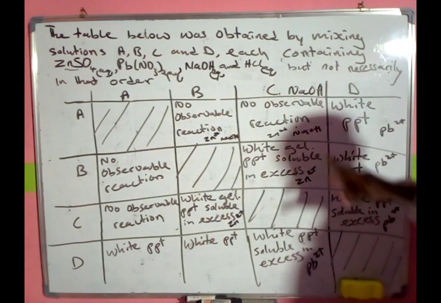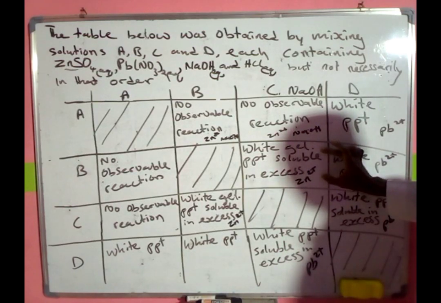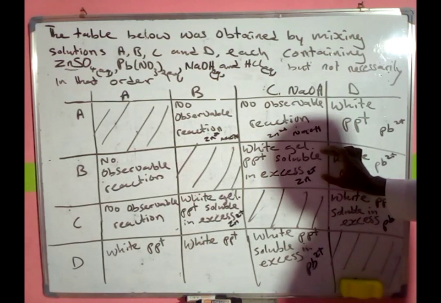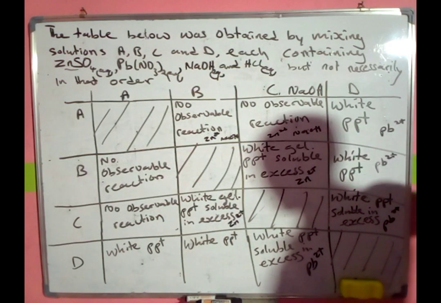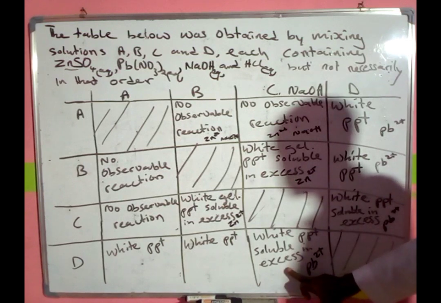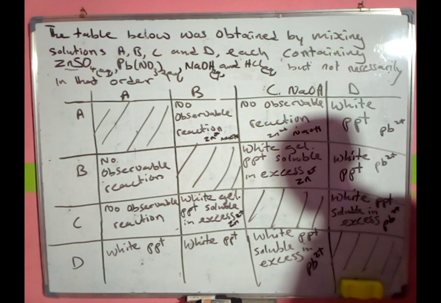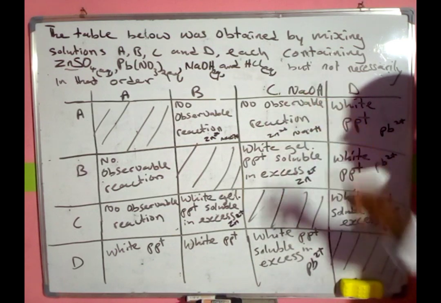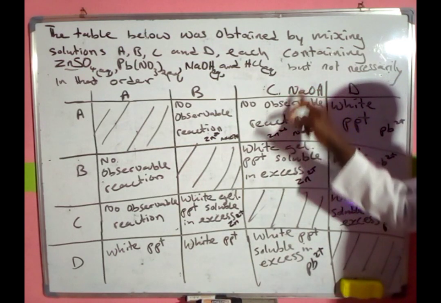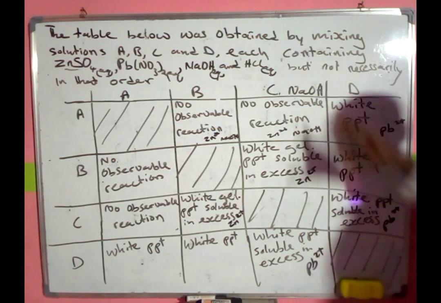So C is what? Sodium hydroxide, because look at the reaction all through. You notice there is an observable reaction, that is a kind of reaction that sodium hydroxide undergoes with what? Zinc ions. And then you notice again there's another reaction here that indicates the presence of lead, which is also characteristic of what? Reaction between sodium hydroxide and lead ion. So here is lead. So here is sodium hydroxide.